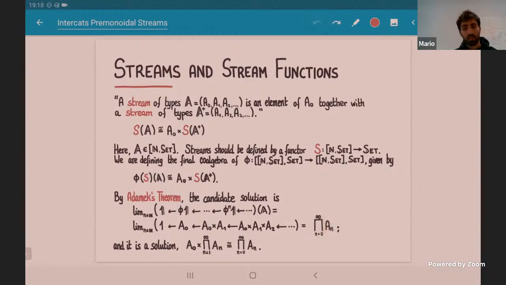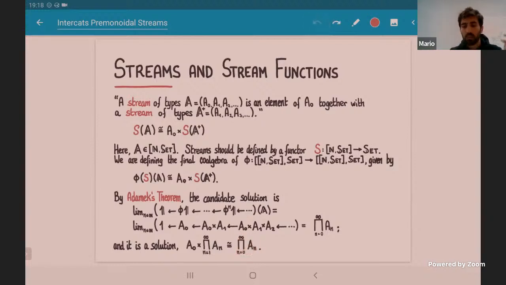So the problem with this is at the end of the day, we need to check that this is still a fixed point. But if it is a fixed point, then we know it's canonical by Adámek's theorem. So we check that it is a solution, and we can do so because this is just to reorganize the products. And we know that this is the thing we were defining. These are streams over sets. Okay, so this is elegant.